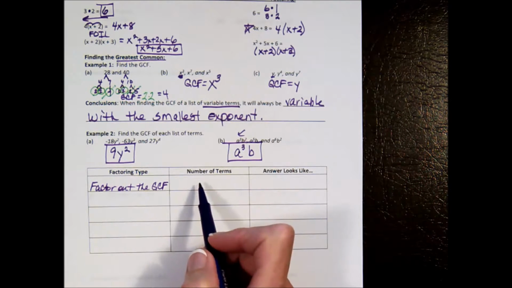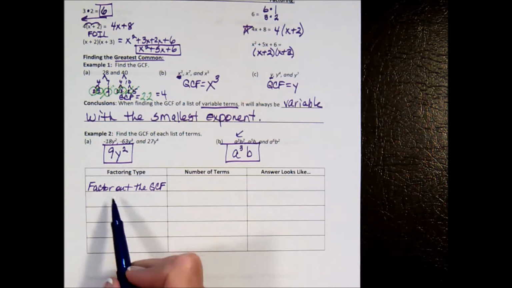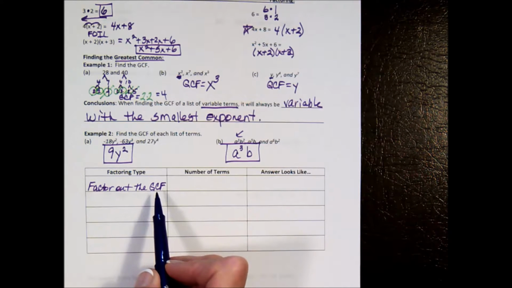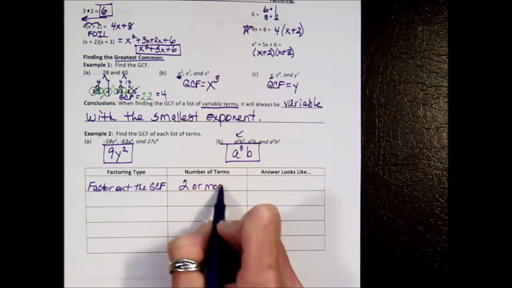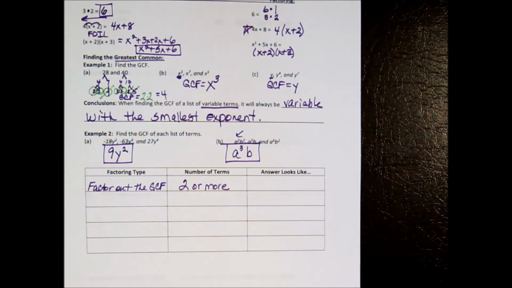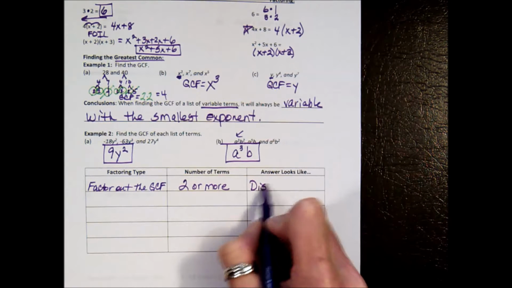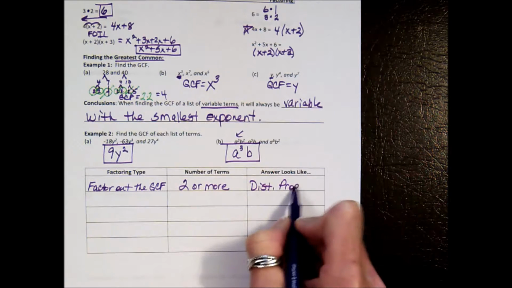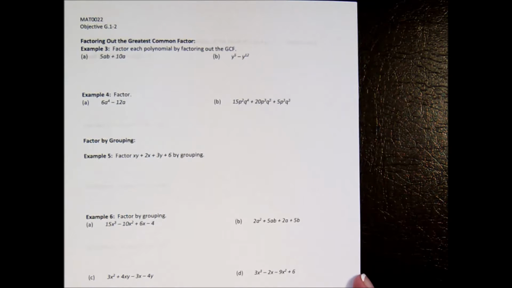So one of the ways to help you recognize that is how many terms you see. Unfortunately, factoring out the GCF is probably the hardest one to recognize because you can have 2 or more terms. So that doesn't really help that much. When you're finished factoring, though, your answer will look like a distributive property problem. So before I add to this chart, I'm going to put this aside and let's look at how you factor out the GCF, or factoring out the greatest common factor.